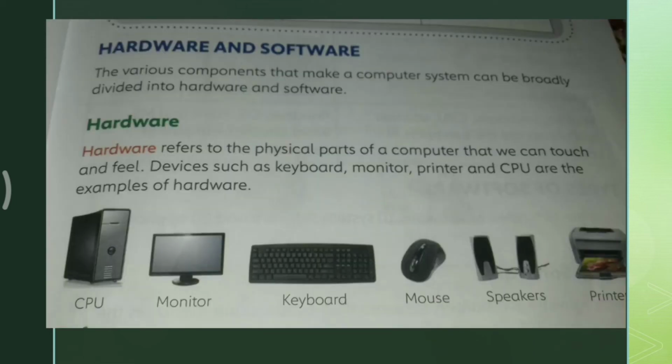Next you can see hardware and software. Hardware means we can touch it. We can touch things like the CPU, monitor, keyboard, mouse, speaker. It is a physical part of the computer. We touch and feel that this is a computer, this is a keyboard, this is a mouse. Okay.